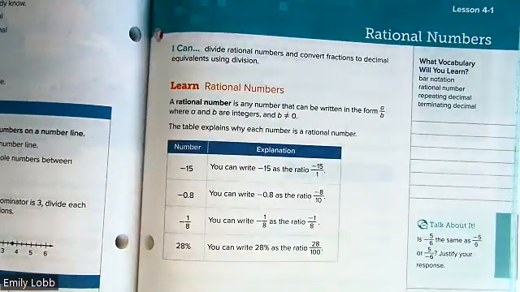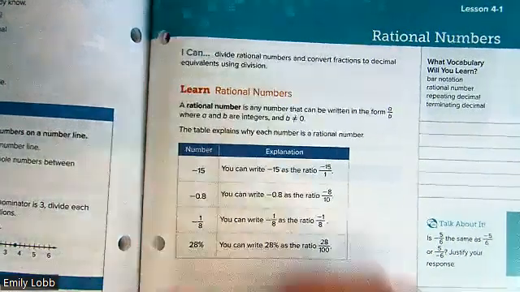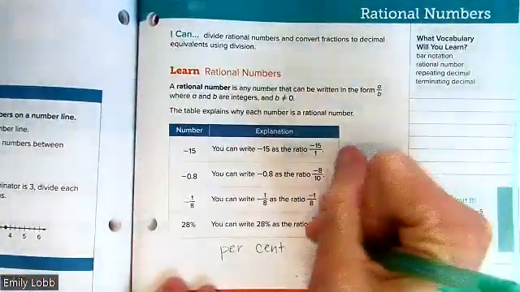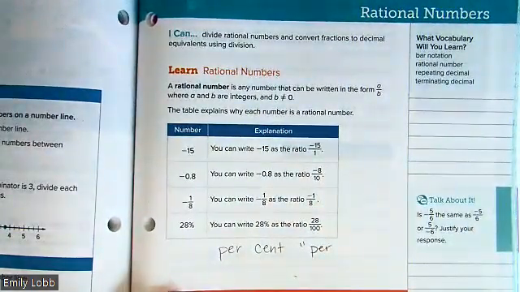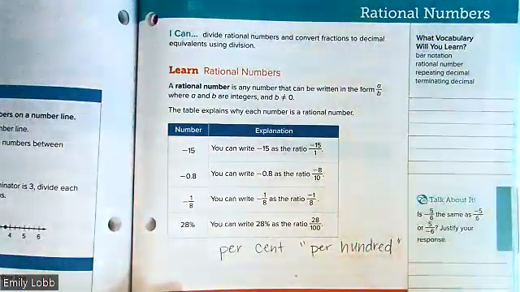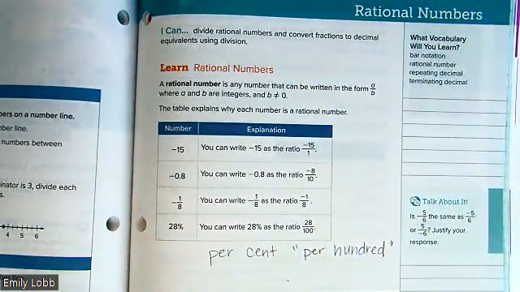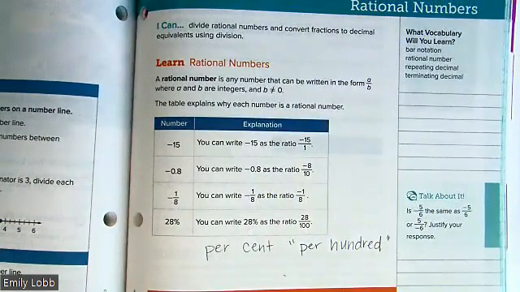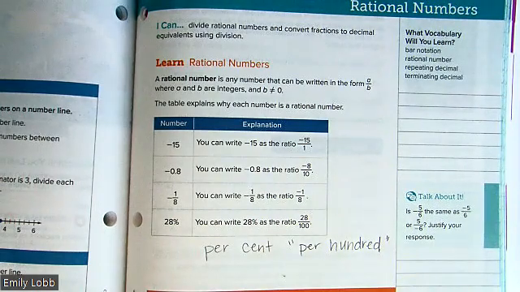28%. Do you guys remember what percent really means? Percent quite literally means per what? What's a century? How many years are in a century? Per 100. And how many cents are in a dollar? 100. So percent means per 100. So anything that says 28% can be written as the ratio of 28 per 100 or 28 hundredths.